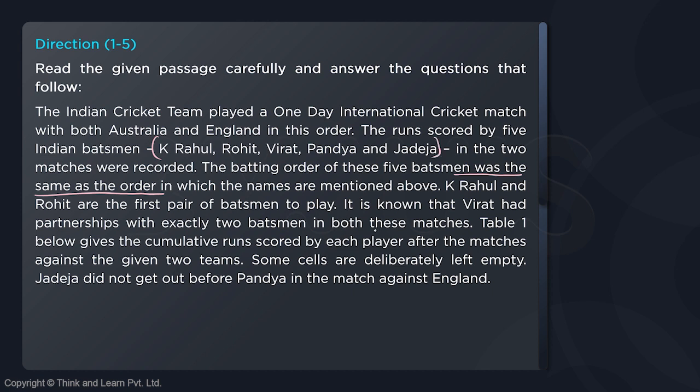K. Rahul and Rohit are the first pair of batsmen to play, of course, because when this order remains the same, the first two people would be K. Rahul and Rohit. It is known that Virat had partnerships with exactly two batsmen in both these matches. This is also important. Table 1 below gives the cumulative runs scored by each player after the matches against the given two teams. Some cells are deliberately left empty, and Jadeja did not get out before Pandya in the match against England. This also is important, that Jadeja did not get out before Pandya.